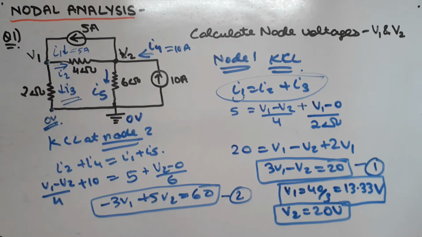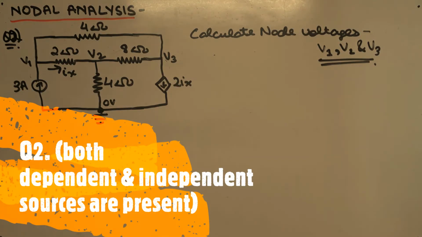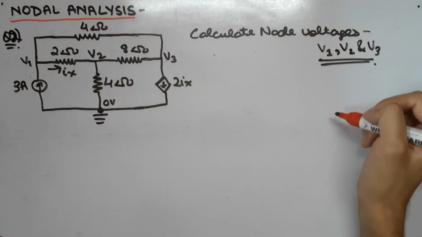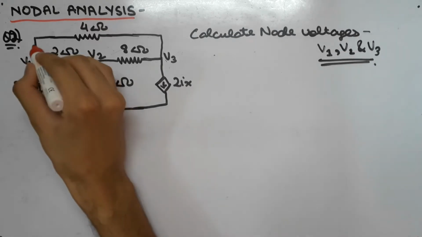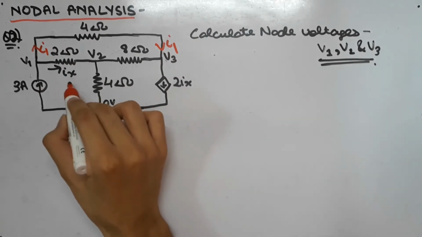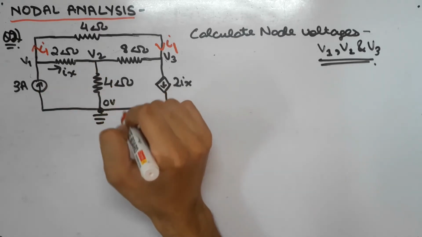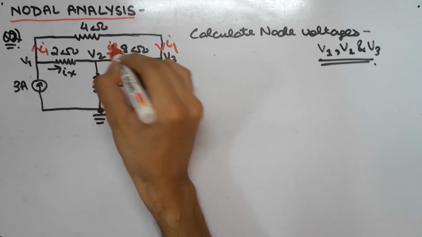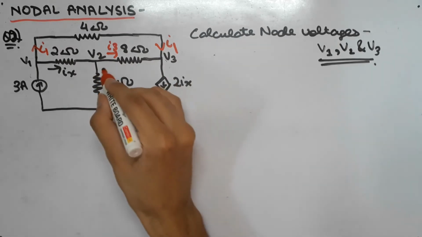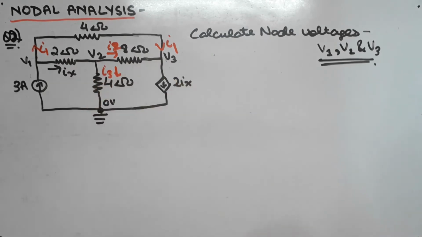Now we are going to do another question in which we will also have dependent sources along with the independent sources. In question number 2 we have to calculate the node voltages V1, V2 and V3 using nodal analysis. So first of all we are going to assume currents in each branch. In this branch we will assume I1 to flow, and in this branch we are already given the current, that is Ix, and over here also we are given 3 ampere. Now we will assume I2 to flow from V2 to V3, and similarly I3 will flow from V2 to 0.